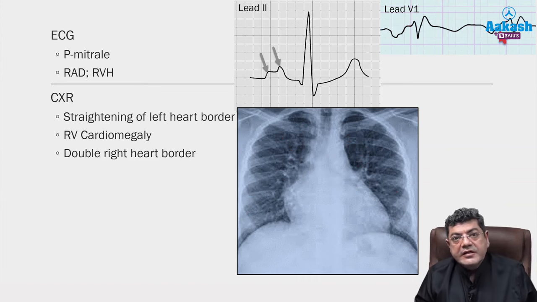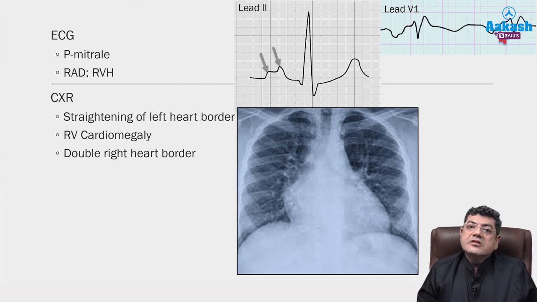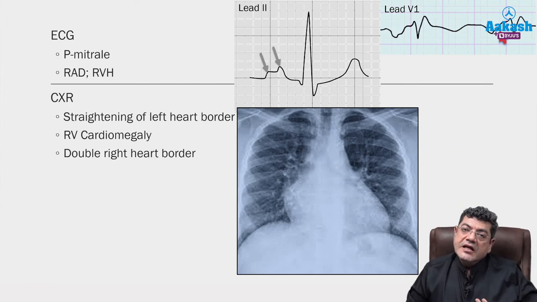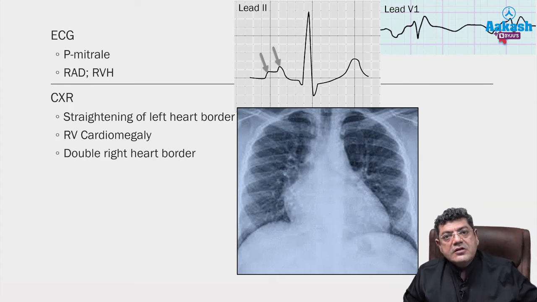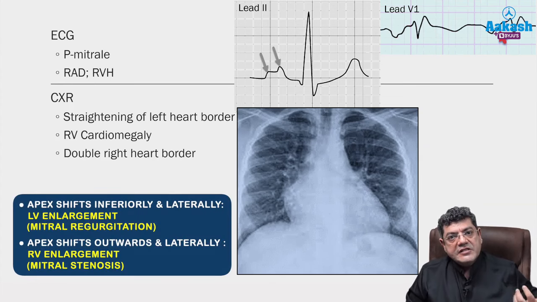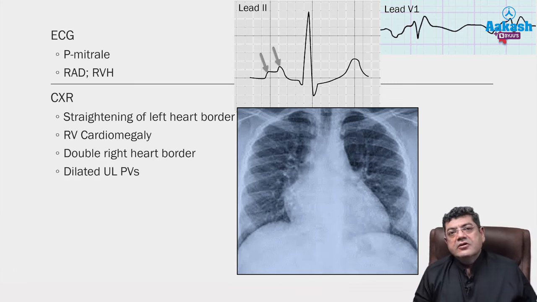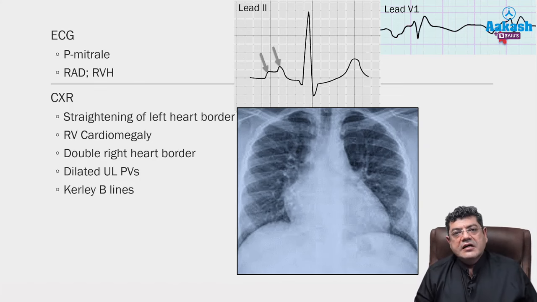The cardiomegaly, there the heart is enlarged in a right ventricular pattern. So, the apex shifts laterally, it does not go down. When the apex shifts laterally and inferiorly, that means it is a left ventricular enlargement. And when the apex just shifts outward laterally, that implies it is a right ventricular enlargement. Okay. So, that is the ECG and X-ray findings.